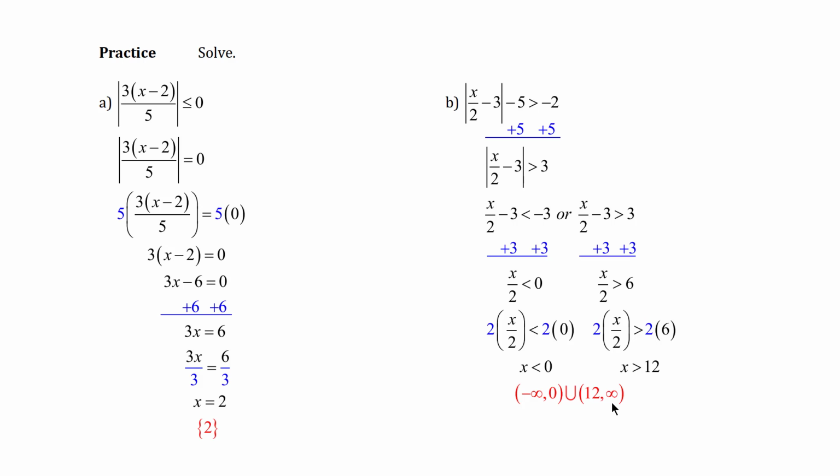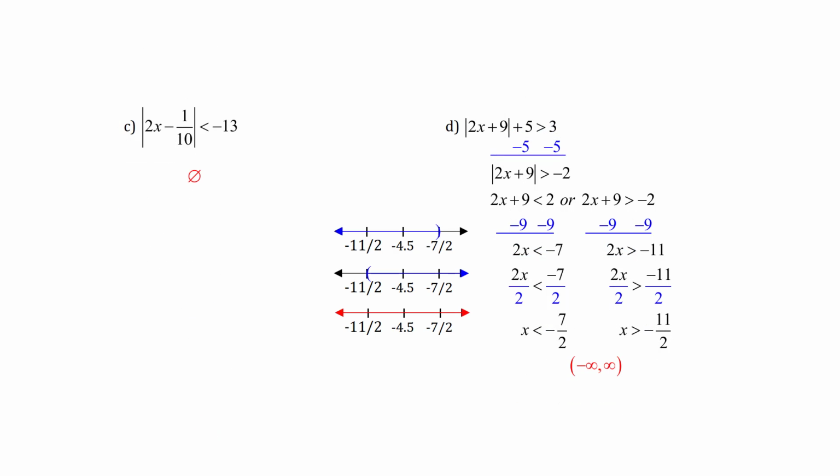Moving on to part C, we have an absolute value less than a negative number. Because the absolute value is less than a negative number, this means that there would be no solution. For the final answer, you can write an empty set of curly brackets, or you can write a circle with a diagonal line going through it. In this case, I used the circle with the diagonal line.